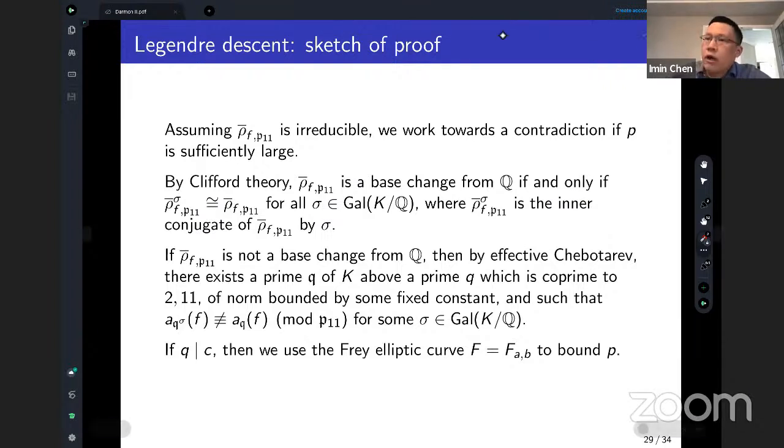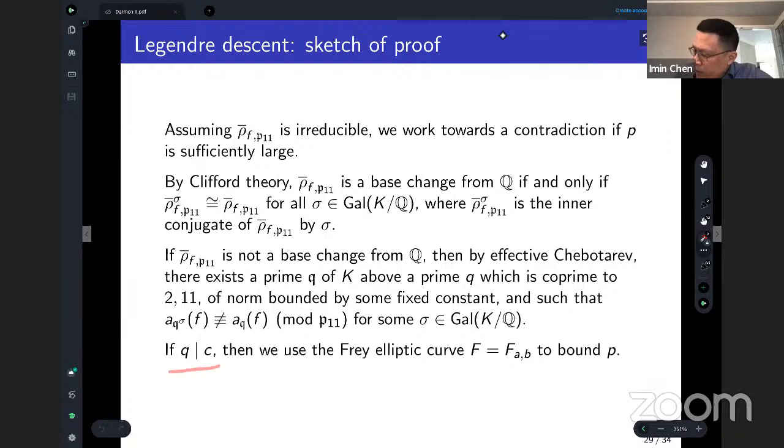So using a Chebotarev density argument, we can conclude that either it's a base change from Q, or there's some prime and some conjugate prime such that the traces of Frobenius at these primes of the 11-adic representation are not congruent mod 11. And this is for some conjugate. And we'll get a contradiction.